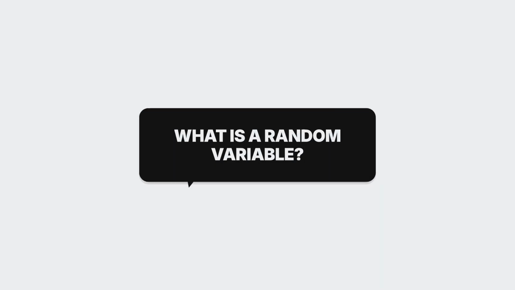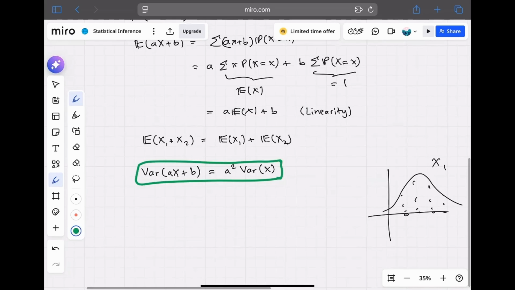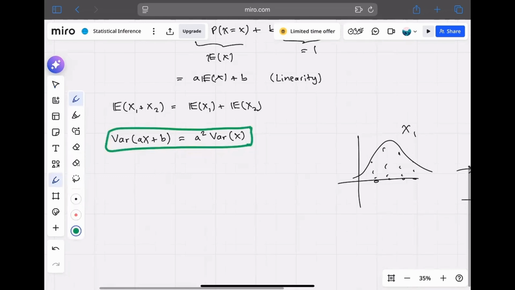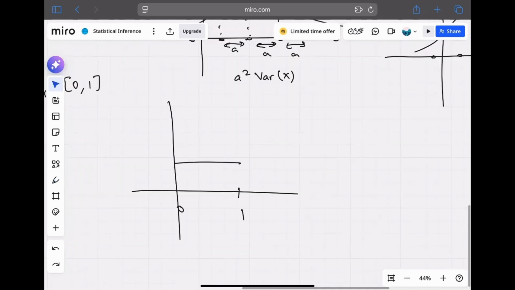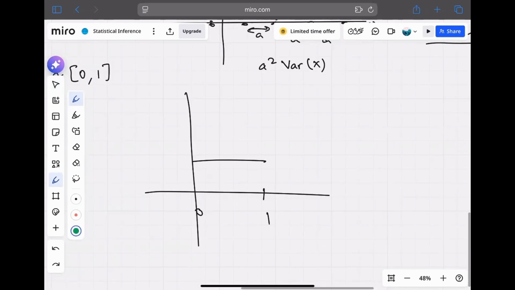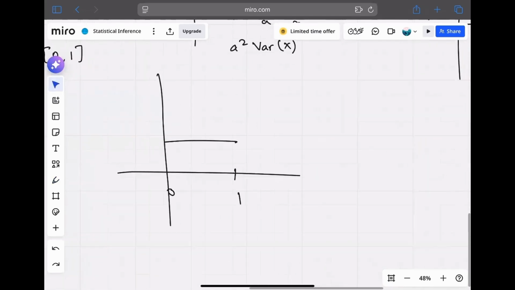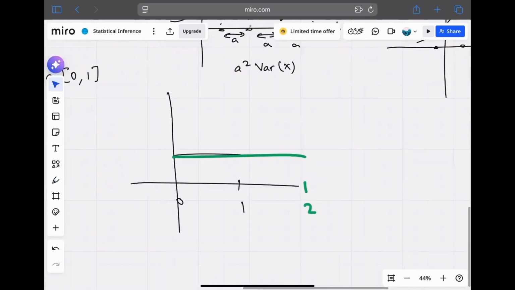Okay, I see in chat an example of a random variable. Okay, you can do that. A random variable is just a uniform variable on the interval 0, 1. So it's just from 0, 1, it has a value 1 all the way. And what this means is when we dilate it, let's say by a factor of 2, then it gets stretched from 0 to 2. And so the variance gets scaled by a factor of 2 squared, which is 4.